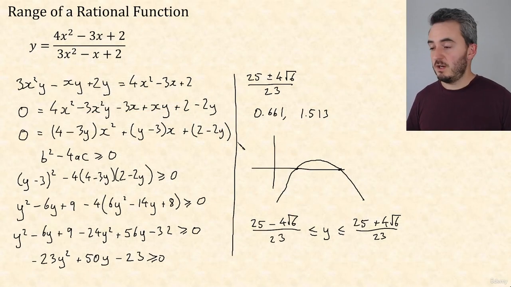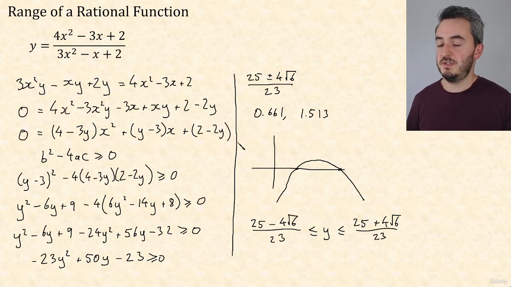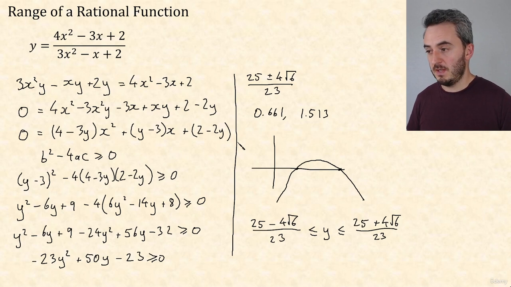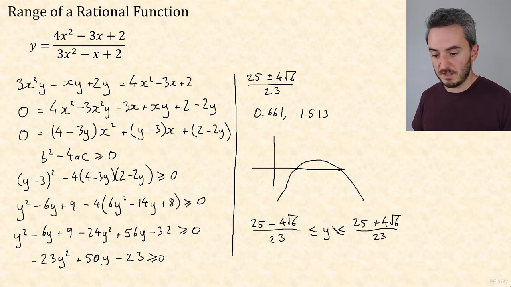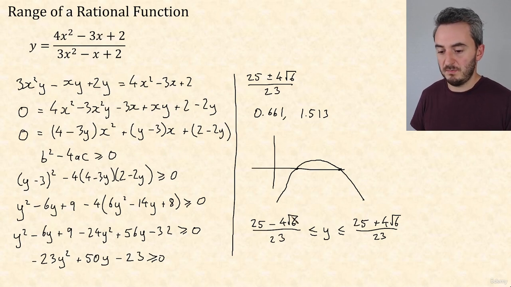So when a question asks you to find the range of a rational function, do feel free to use this technique rather than quotient rules and graphs, which can take much, much longer. It's also great if you want to know where a function doesn't exist, because all we need to do is say it's not in these regions. It's simply if y is less than this or greater than this.